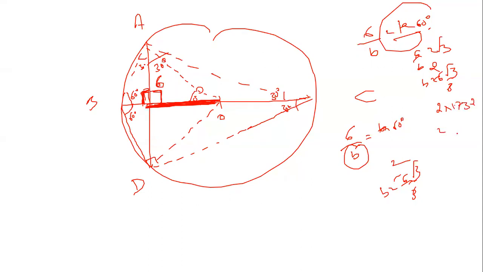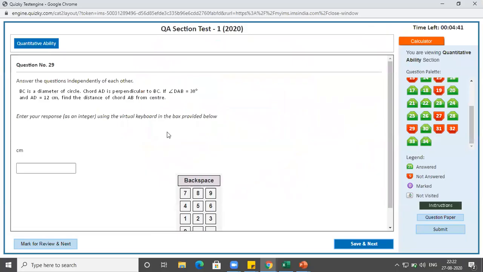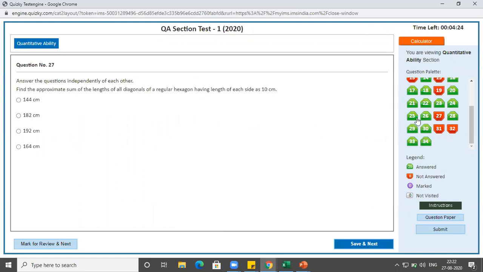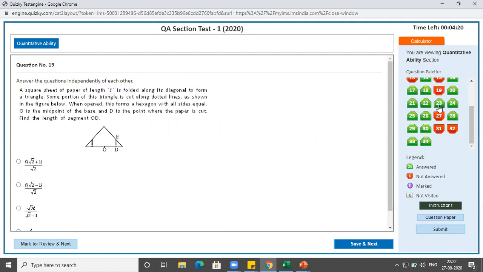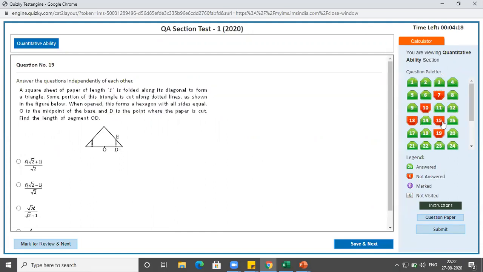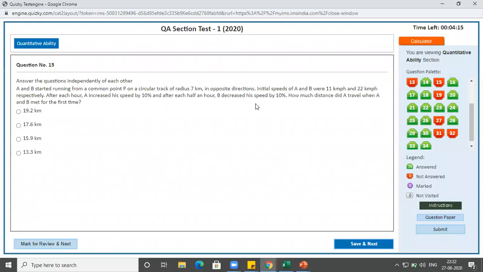Let's try to put this decimal value. 3.464. क्या करना है? As an integer, 3.464. Let's see. चलो. 3.5. So let's put it as 4. थोड़ी confusion है यहाँ पे. I would say since it's a TITA question, I'm still going ahead with entering the value. Find the approximate sum of the lengths of all diagonals. Let's just leave it for now. So leave. Let's do this TSD question.